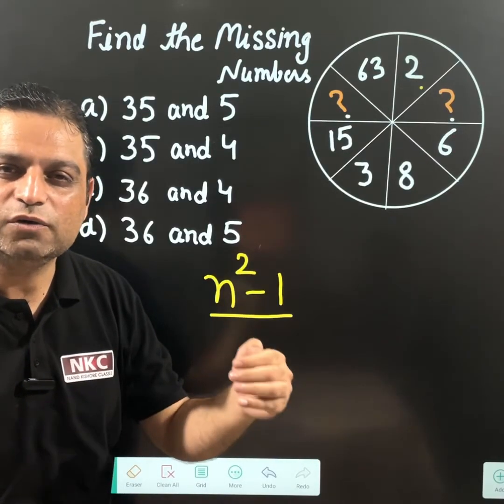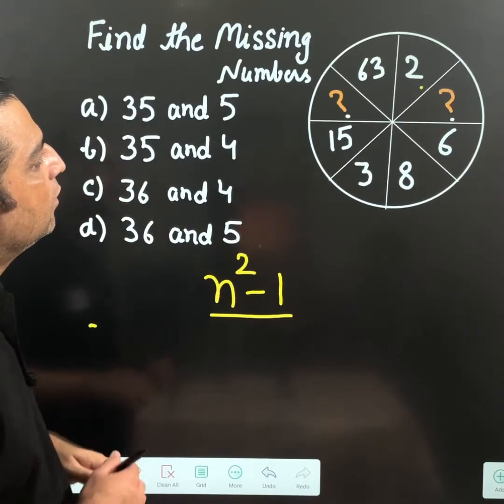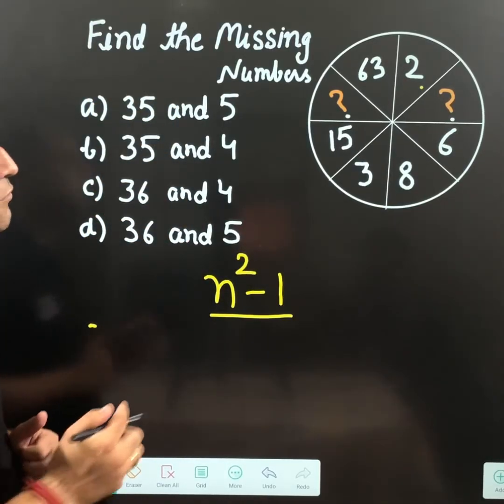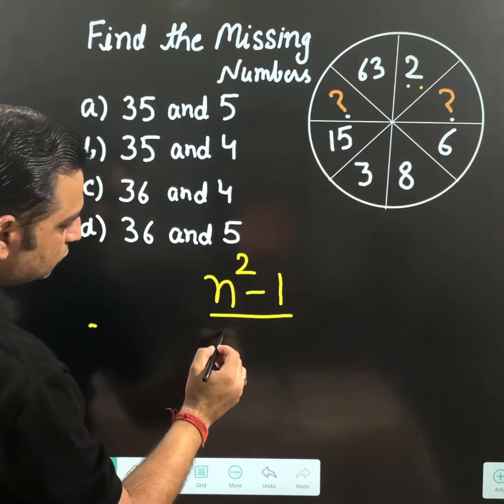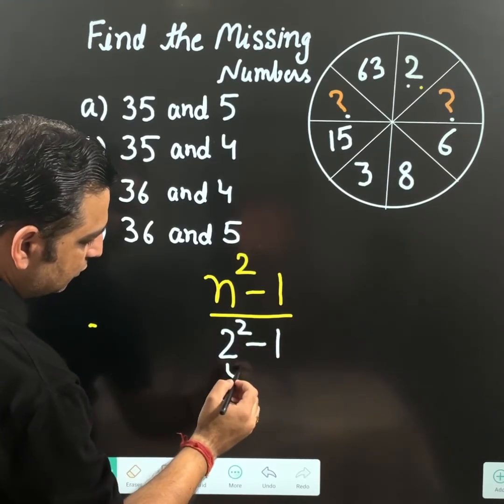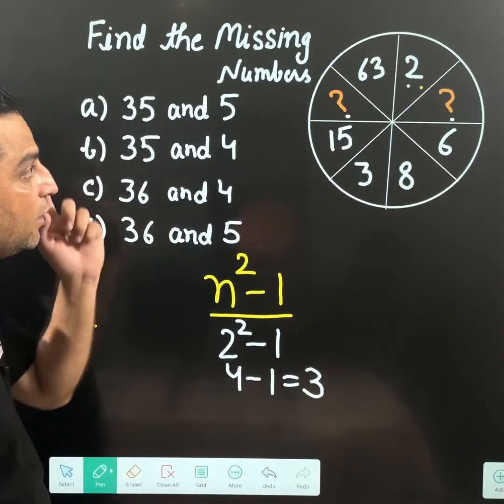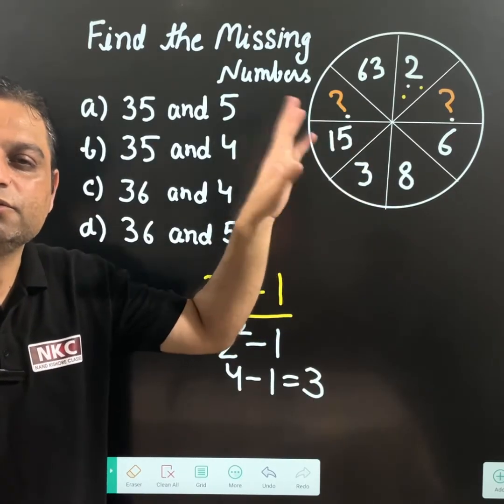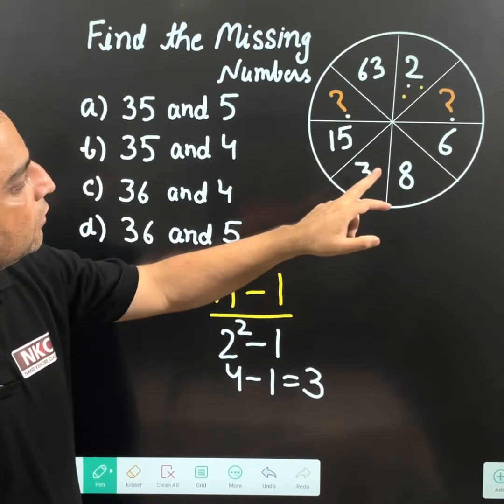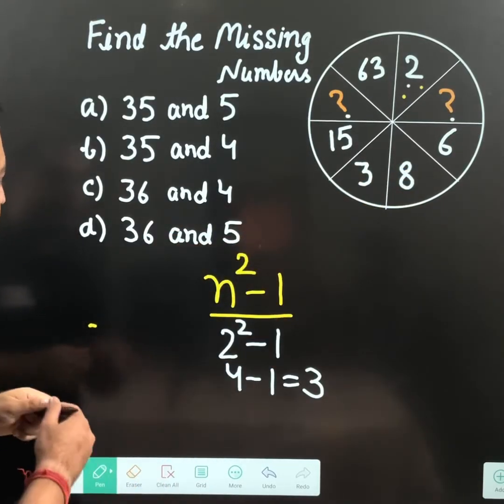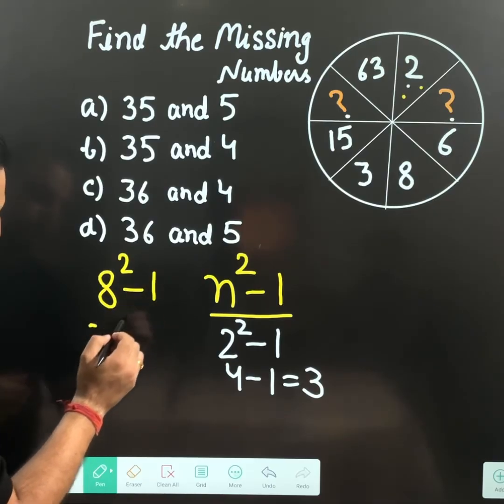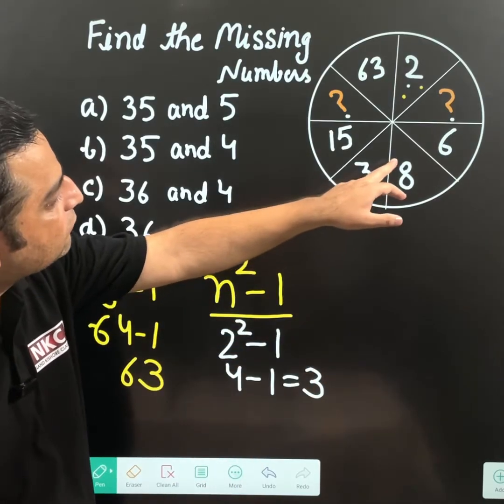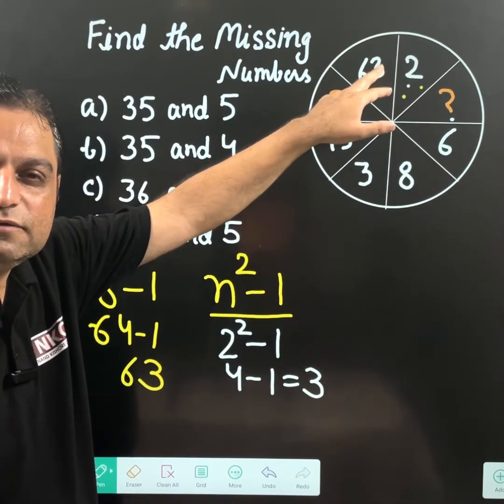Now, how is n square minus 1 there? Let us try to understand. I observed this 2 and this 3, which are diagonally opposite to each other. If this is 2, then 2 square minus 1, that means 4 minus 1, which is equal to 3. I analyzed that, yes, it is correct. 2 square minus 1 is making 3 and it is opposite to it. Check this 8. 8 square minus 1, which is 64 minus 1, making it 63. And yes, for 8 the diagonally opposite value is 63.